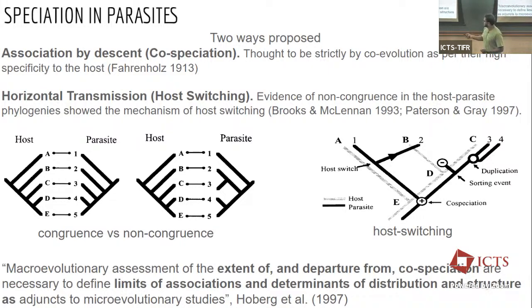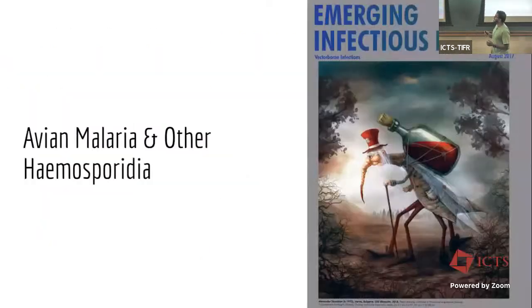It's a nice statement I found: microevolutionary assessment of the extent of, and departure from, co-speciation are necessary to define limits of associations and determinants of distribution and structure. It's just a very nice, fancy statement I found. I thought it was worth thinking about. And then avian malaria.